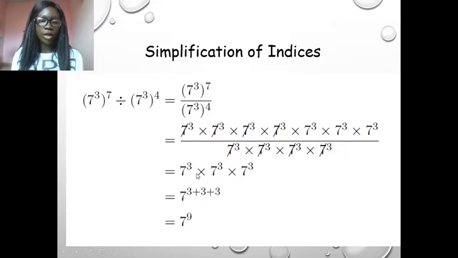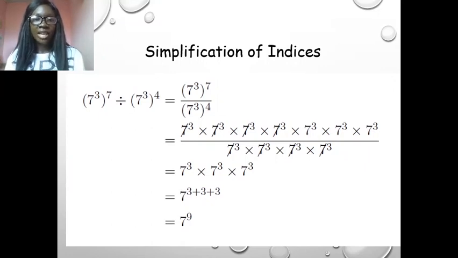3 7 cubes. So the bases are the same. I'll pick one of the base and I'll add the power. And the power is 3 plus 3 plus 3, which is 9. 7 to the power of 9. So that's all you need to know about multiplication of indices, division of indices, and simplification of indices, representing them in index form. So I hope you've understood all about indices.